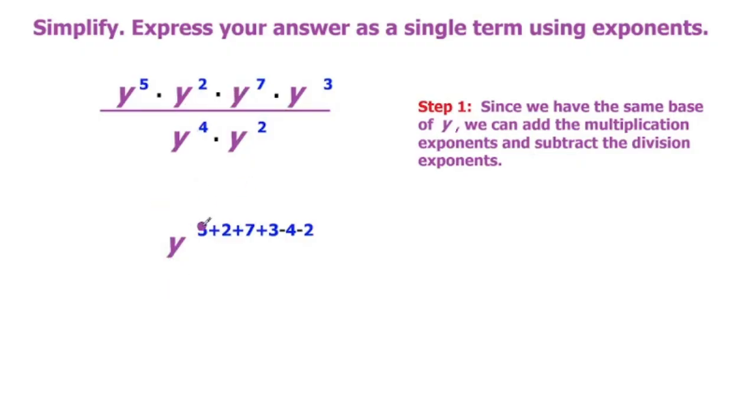It would be y to the 5 plus 2 plus 7 plus 3 minus 4 minus 2. So we'd be left with, after we simplify, y to the 11. And that's it. That's all there is to that problem.